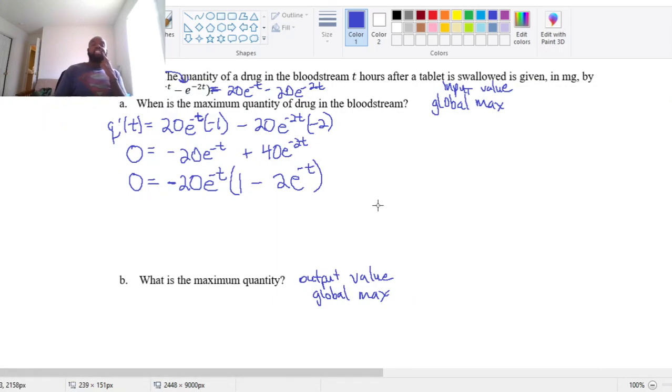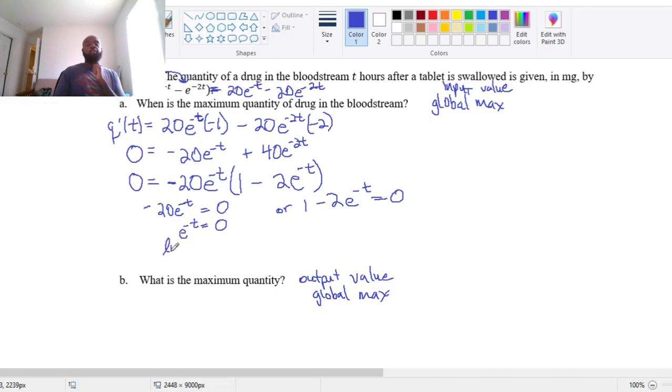All right. So there we go. We have a product of two things and they equal 0. And so what we do, we set them both equal to 0. I have a negative 20 e to the negative t equal to 0, or 1 minus 2 e to the negative t equals 0. Now we have to remember how we solve exponential equations, which we did way back at the beginning of the semester. We isolate the exponential expression. That means we divide both sides by negative 20.